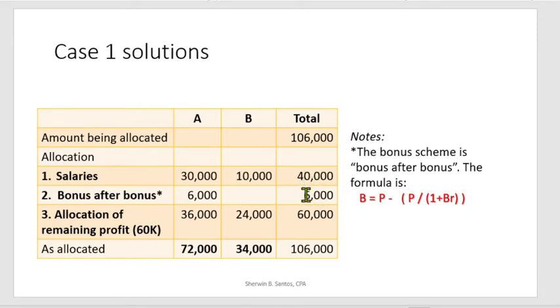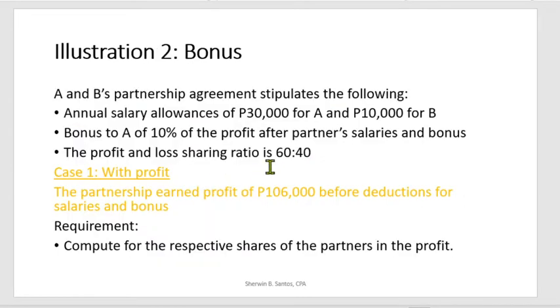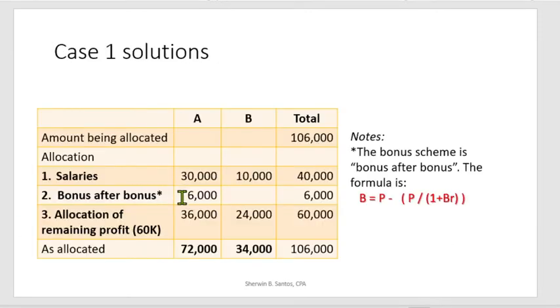So, now, 40 plus 6 is 46,000 minus 106,000. Magkano pa ang remaining profit? 60,000. So, the remaining profit is allocated based on, ano sabi kanina? 60-40 ba? Yes, 60-40. So, 60,000 times 60% is 36,000 for A. 60,000 times 40% is 24,000 for B. Okay, so when we allocate, we just add 30 plus 6 plus 36 is 72,000 for A. For B naman, 10,000 plus 24 is 34,000 as a total of 106,000. So that's how we allocate using the bonus after bonus scheme.